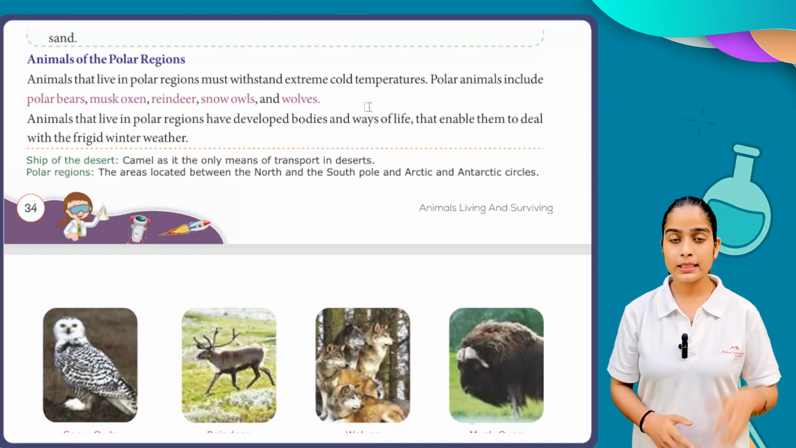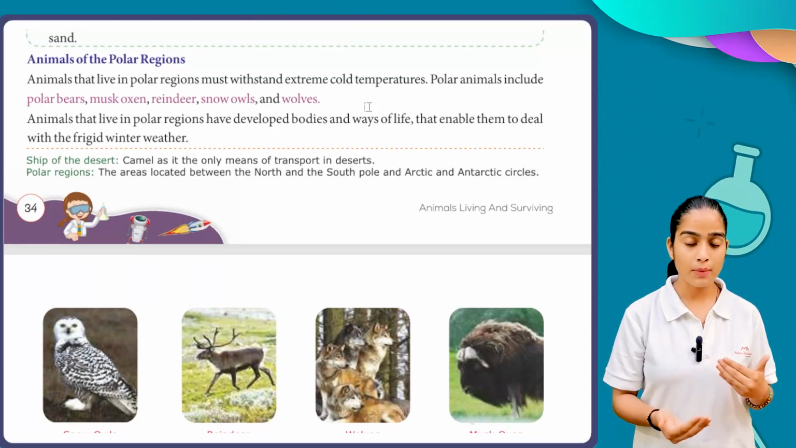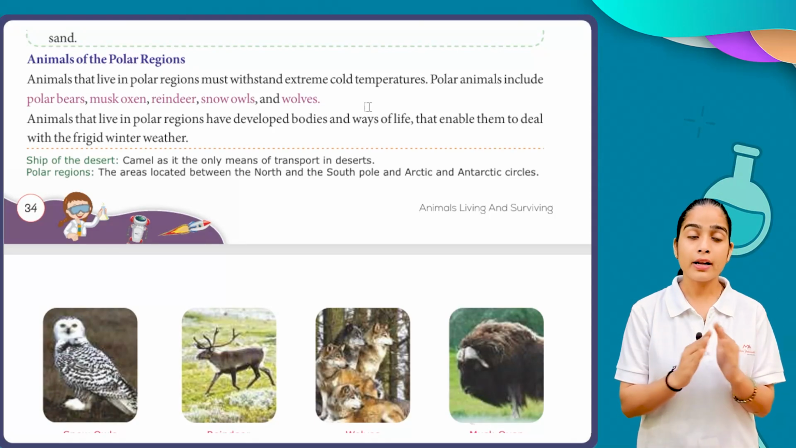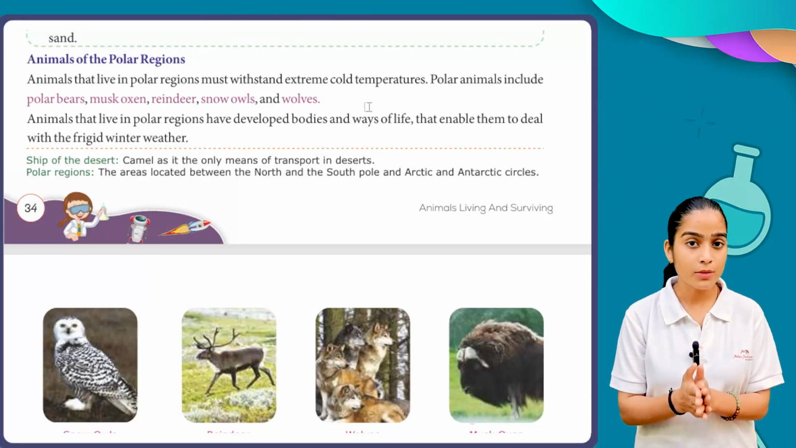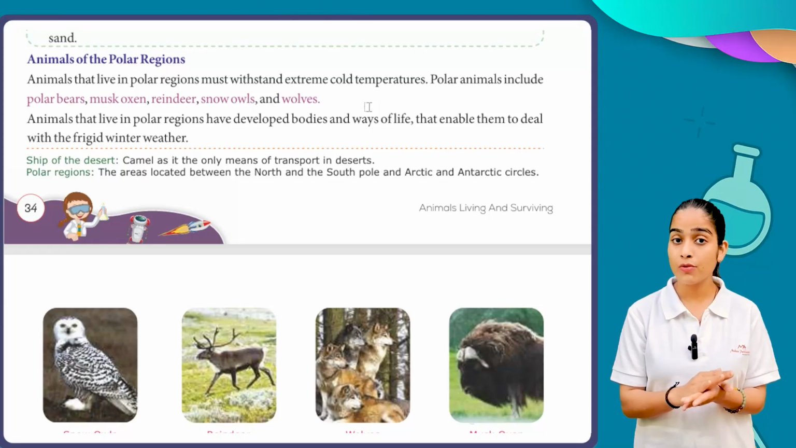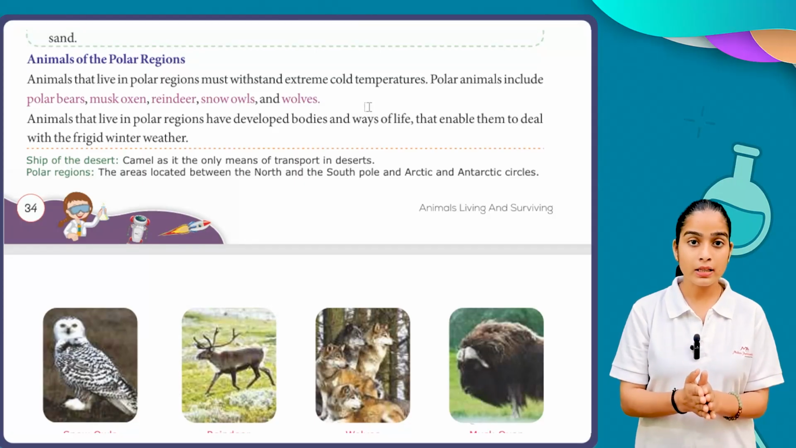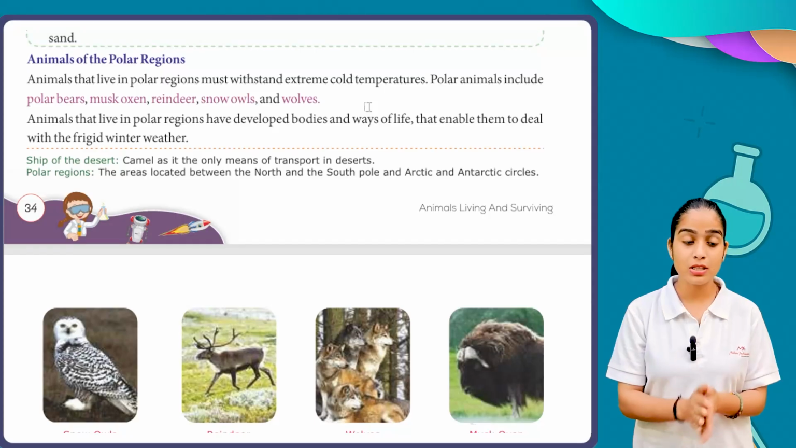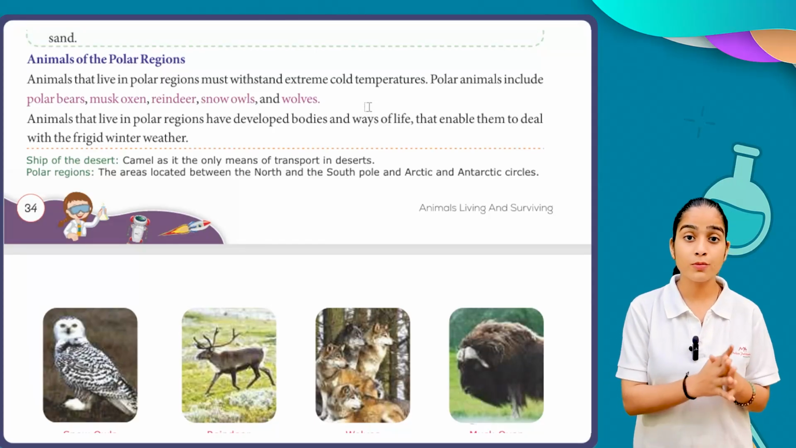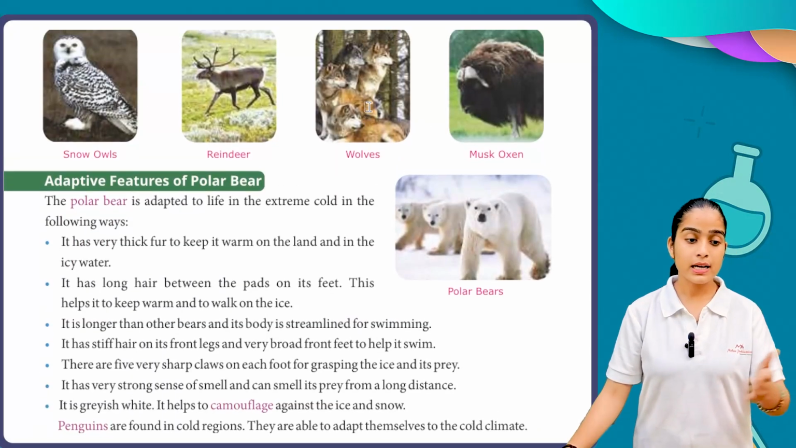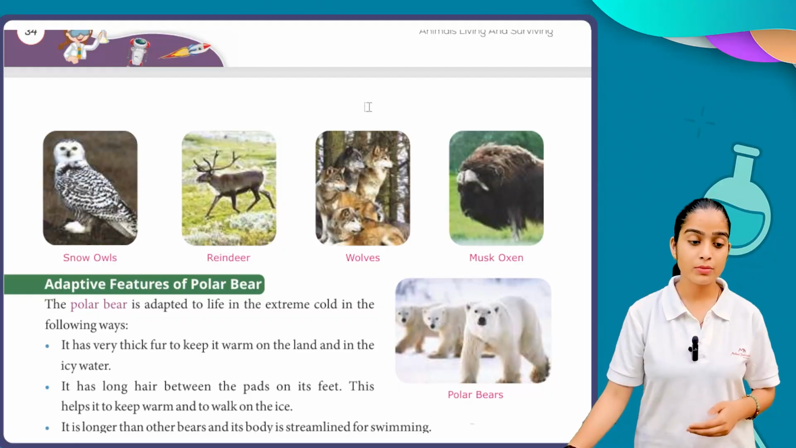So what we understand here is that animals have different features according to their habitation, so they can live in extreme, difficult climate conditions. For example, the camel lives in the desert, where there is very little water and the temperature is very high in the daytime and very low at night. So it can handle those kinds of climate changes. Similarly, animals of the polar region, who face the coldness, have features so they can survive according to that climate. More examples we have for the polar region animals: snow owls, reindeer, wolves, and musk oxen.